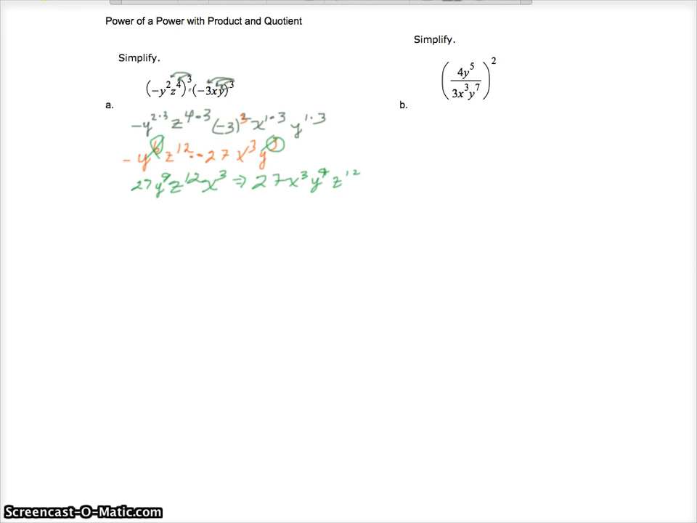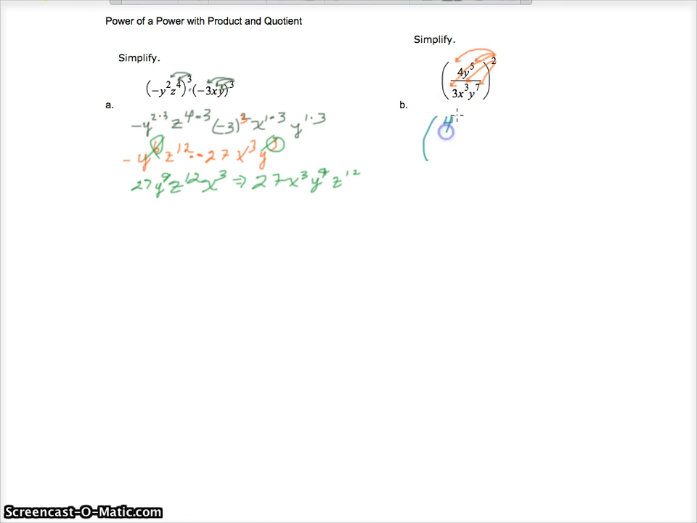Let's look at the next example. I've got a quotient inside of a power. That's 4y to the 5th divided by 3x cubed y to the 7th, and then all of that is squared. So we take this 2 and we square the 4, we square the 5, we square the 3, x cubed is squared, and y to the 7th is squared. Alright, so let's see what all that looks like.